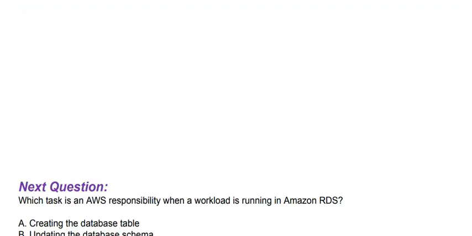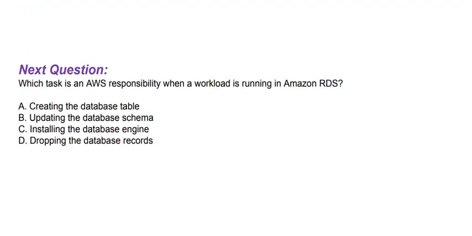Next question is, which task is an AWS responsibility when a workload is running in Amazon RDS? Option A, creating the database table. Option B, updating the database schema. Option C, installing the database engine. And option D, dropping the database records. The correct answer is option C.